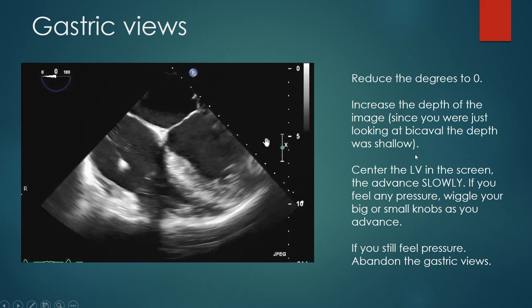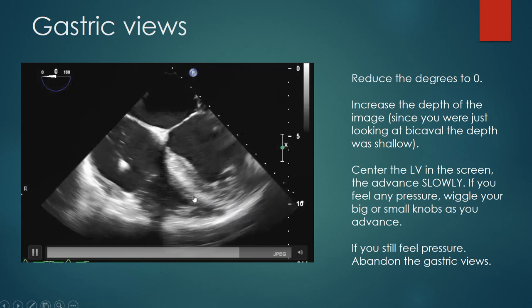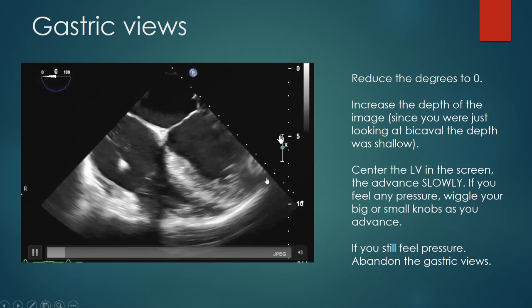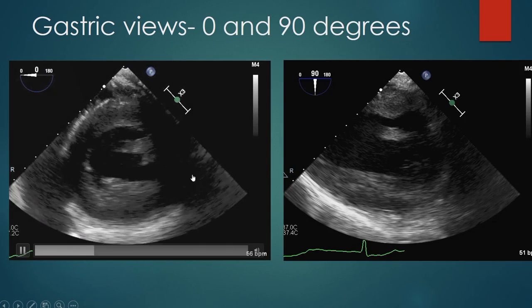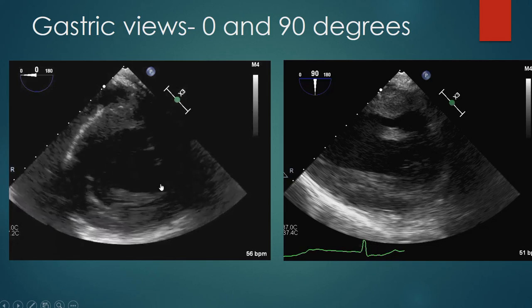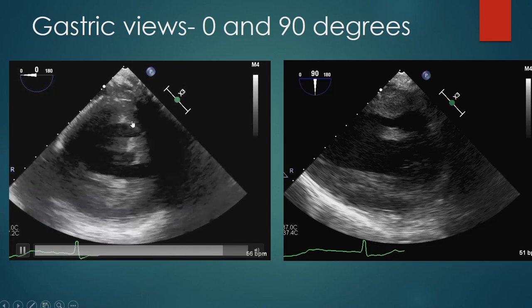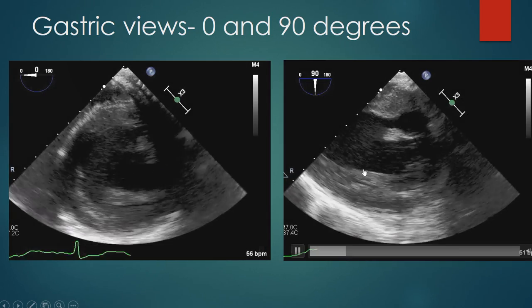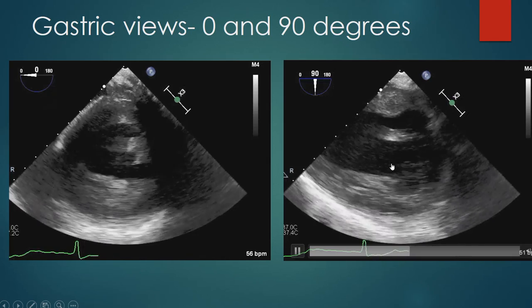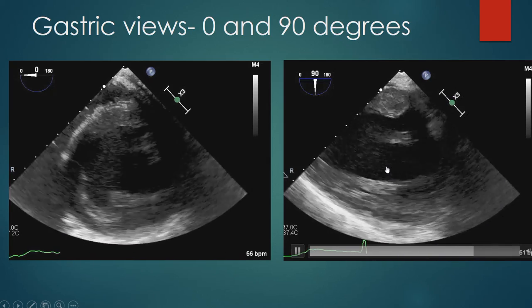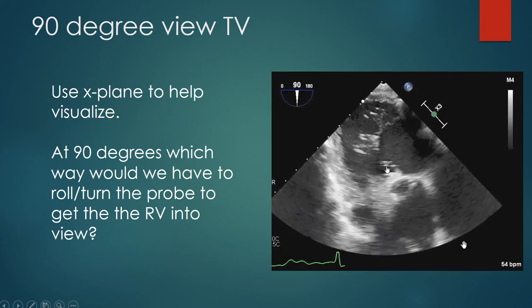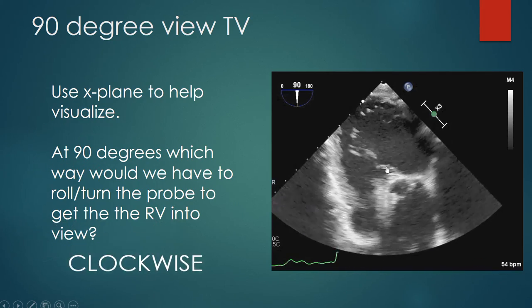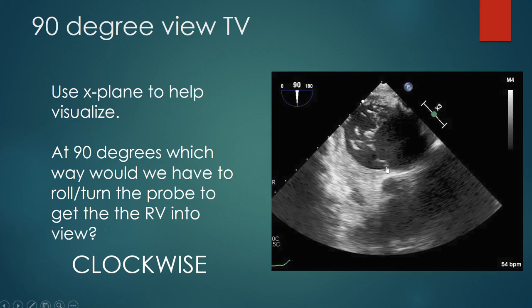Now, to get our gastric views, we are going to want to center the LV into the center of the screen, and we're going to slowly advance, making sure that we don't feel any pressure to get these transgastric views. Again, you're going to need to use your big knob to improve your contact. So 0 and 90, and once you're at 90, you want to visualize the right ventricle, which means that if we're at 90, we need to clock to get the right ventricle in view.